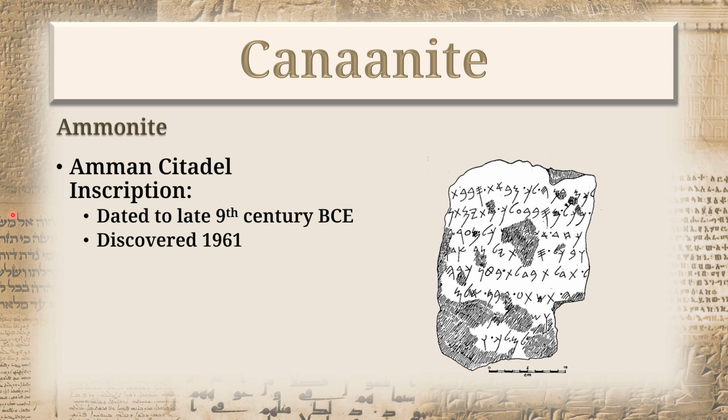And probably the most famous, or one of the two most famous texts in Ammonite is the Amman Citadel inscription. It was found in the Amman Citadel in the capital of Jordan, and it is written on a piece of stone like this, and you see a lot is broken off. It's broken off on both sides, and a lot of letters are rubbed off. So it's kind of eroded, and we can't read anything there. We need to reconstruct a couple of things. It is dated to the late 9th century BCE and was discovered in 1961. So let's have a look at this text, the Amman Citadel inscription in Ammonite.